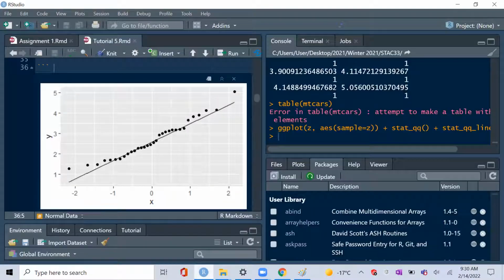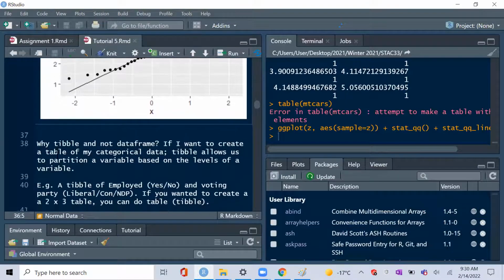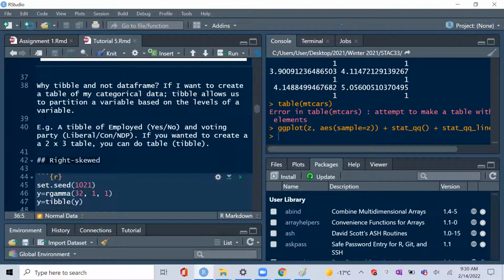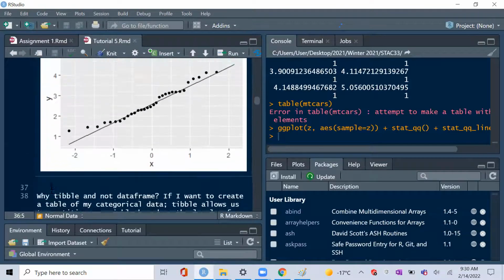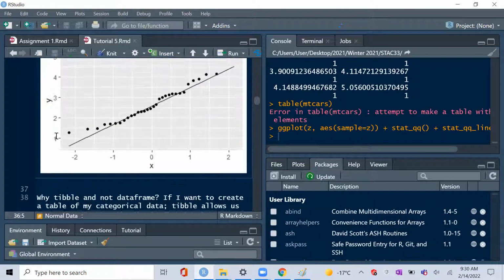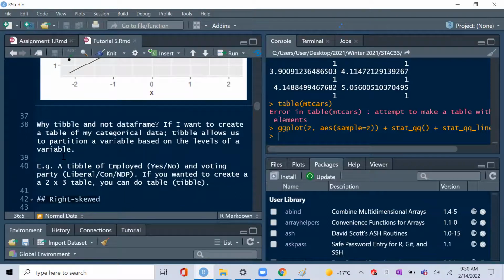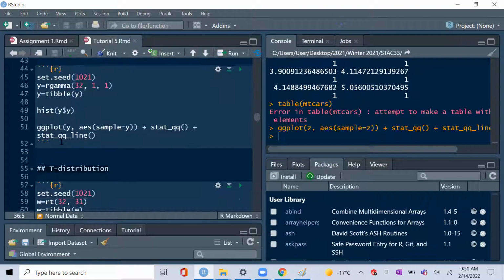But sometimes it's not true, right? And you have to be mindful of that. So if it says, look at the QQ plot, does it make sense to use a t distribution for this data? You might say no, right? So I'm going to give an example here.